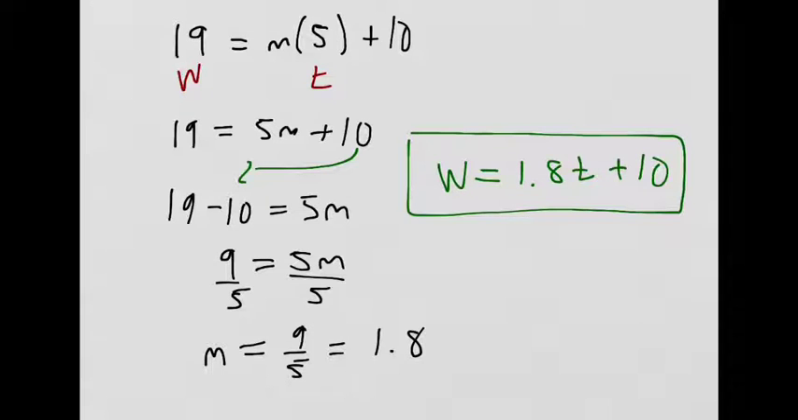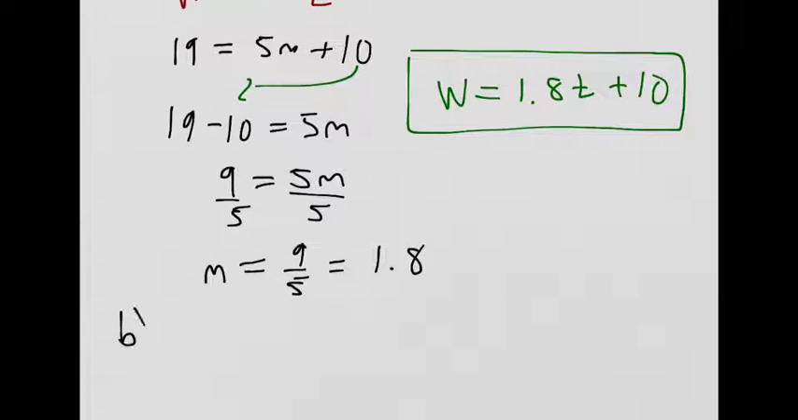Part B in our example says, how long does it take the water to boil? So we've got our equation here, W equals 1.8 T plus 10. Which of these variables will we be solving for if I asked you how long it would take for water to boil? You'd be looking for T, right? Because T represents the amount of time that has gone by. So in order to do that, we need to know what W is, the temperature.